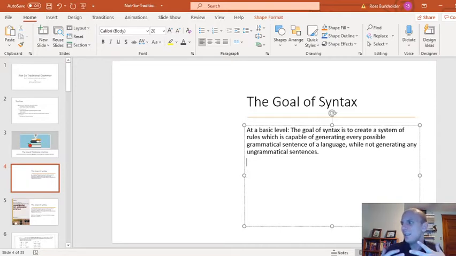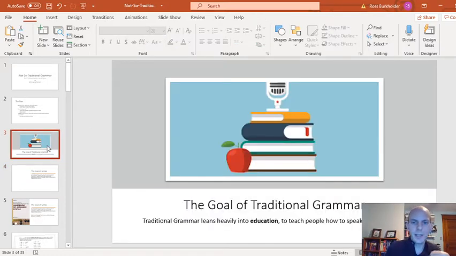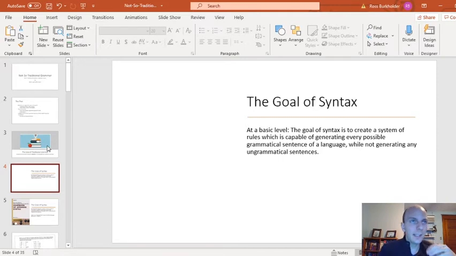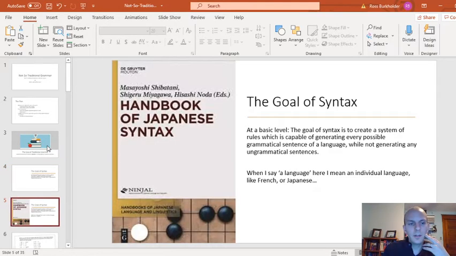So the grammaticality issue here is determined by native speakers' intuitions. That's our little aside when we're talking about grammaticality. It's the captured intuitions of native speakers that we're after. Okay, cool. So we have this difference in goal here. To recap, the goal of traditional grammar being educationally focused, and the goal of syntax being encapsulated in this little blurb here: all the grammatical sentences, none of the ungrammatical ones.